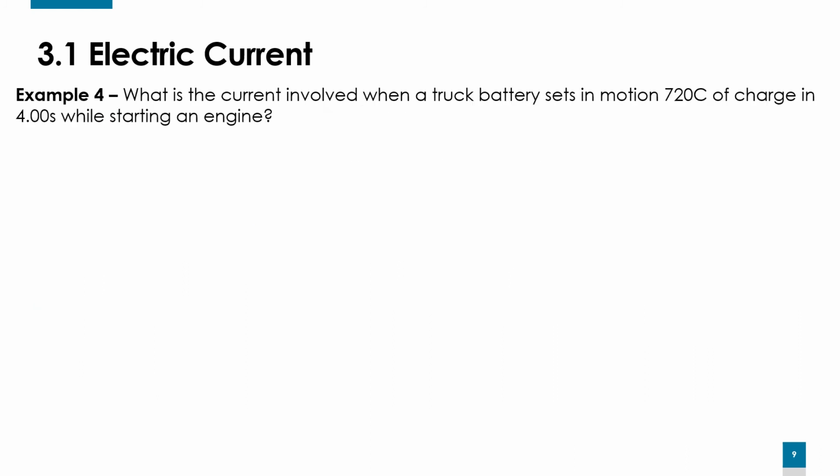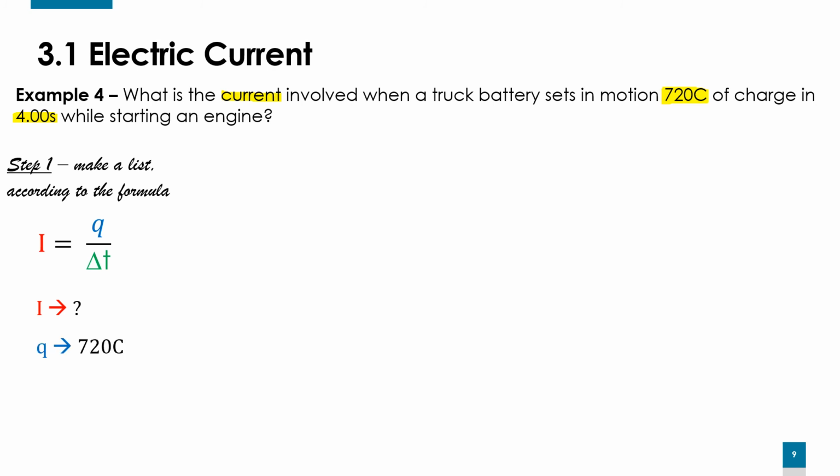Okay? One more. What's the current involved when a truck battery sets in motion 720 coulombs of charge in 4 seconds while you start an engine? So read again and highlight the information. What's the current? So it's asking me the current involved when a truck battery sets in motion 720 coulombs of charge in 4 seconds while starting an engine. My first step now is list. Put the formula and the list. The current, I don't know. The charge is 720 coulomb and the time is 4 seconds.